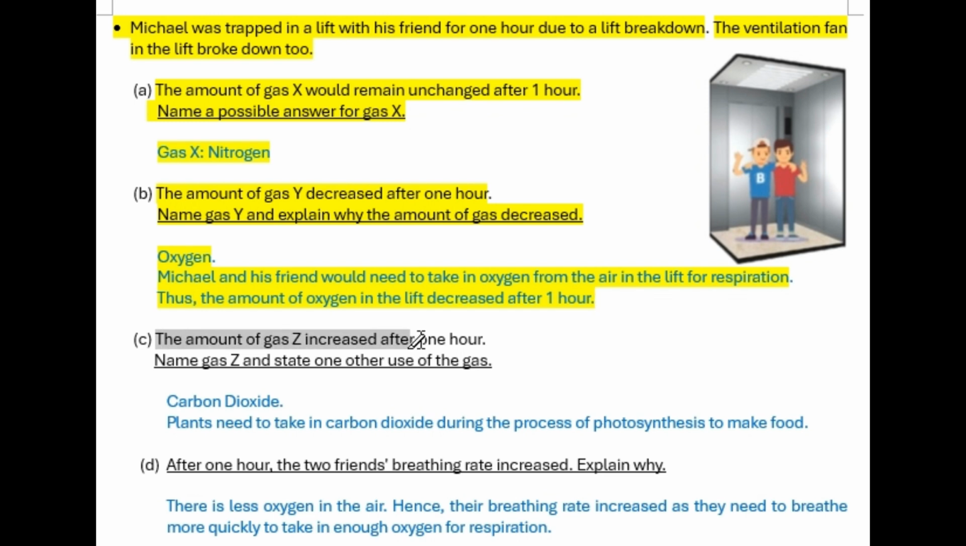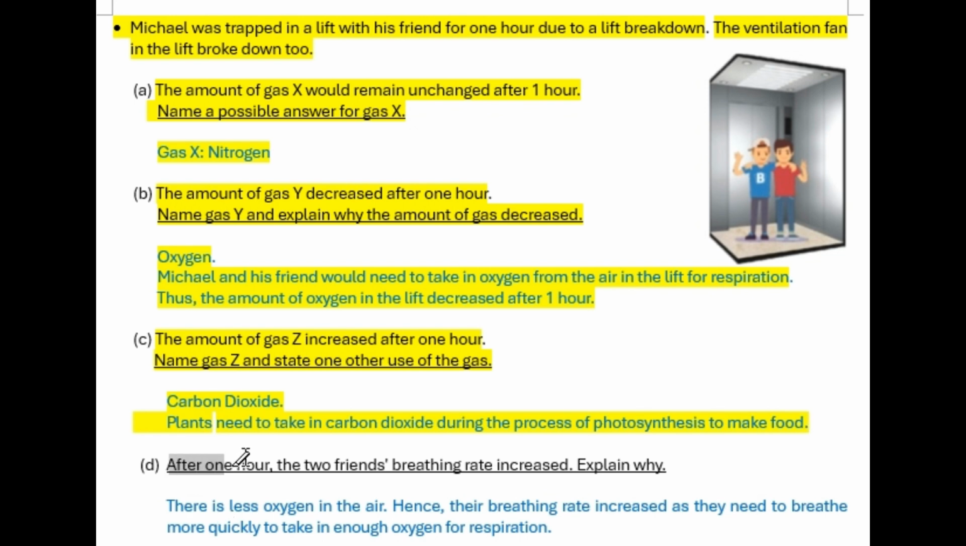C. The amount of gas Z increased after 1 hour. Name gas Z and state one other use of the gas. Carbon dioxide. Plants need to take in carbon dioxide during the process of photosynthesis to make food.